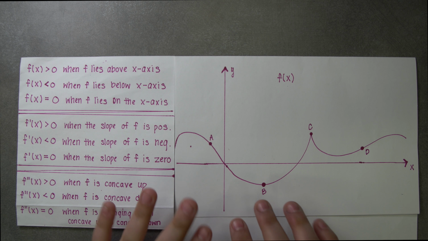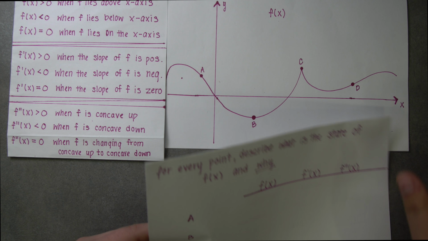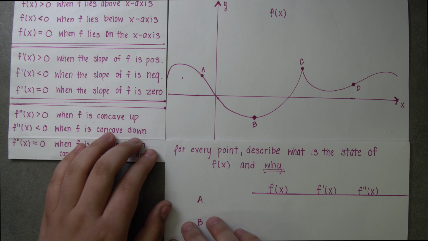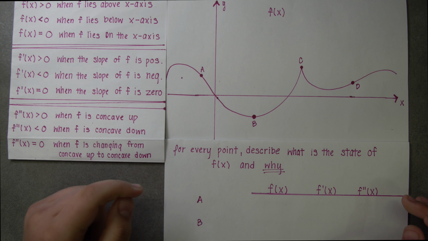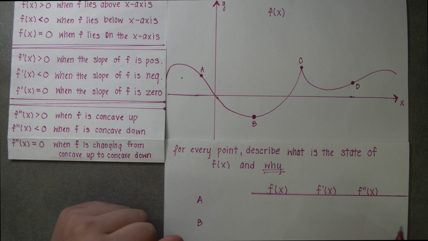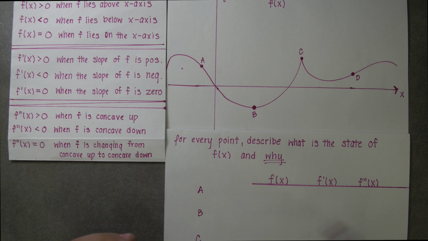So now we're just going to test out a few points on this graph. You may get a question like this, or this will help you solve a question where they want you to tell them stuff about your function f of x on the graph. You may get a question like, for every point, describe what is the state of f of x and why. It's not enough just to guess and say, well, I think that's the answer. No, you have to describe why. So we're going to look at A, B, C, and D.